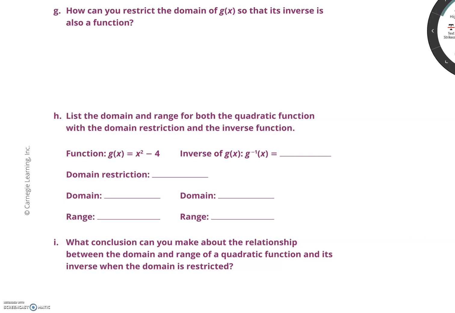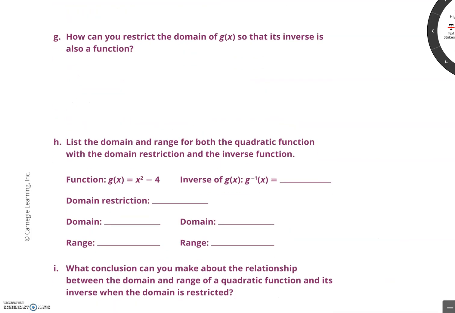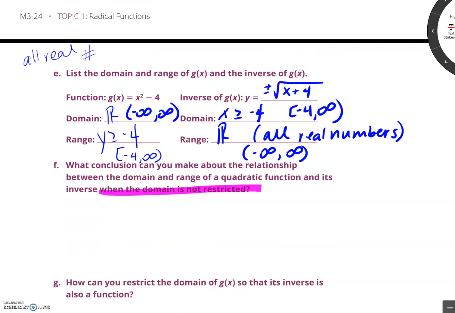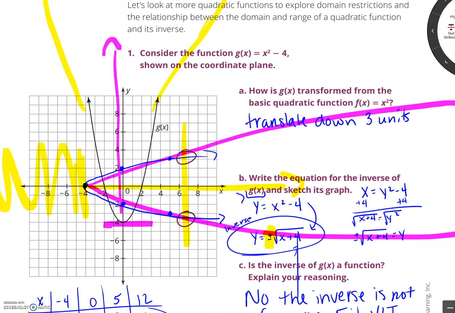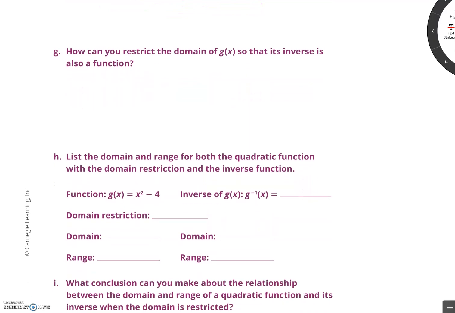Now, we are picking up right where that last video left off, so we are on page M325. And the question is, how can we restrict the domain of g of x so that its inverse is also a function? Well, if it's not a function because it doesn't pass the vertical line test, if we eliminate this bottom part, then it would be a function.